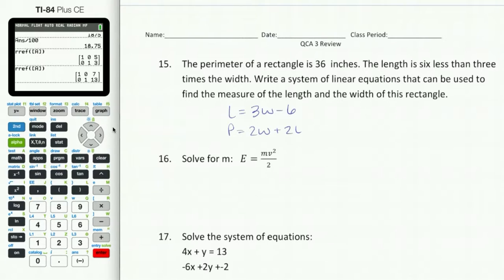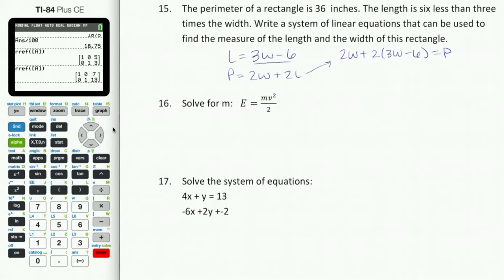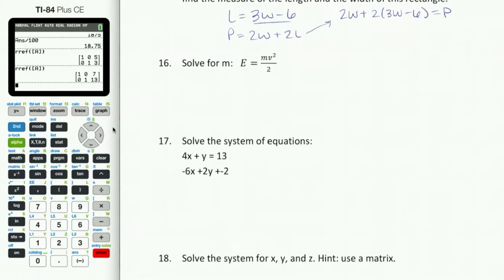So you can take your length equation. You're going to get 2w plus 2 times L. So we're taking this equation and we're plugging in L for it. So 2 times 3w minus 6 equals your perimeter. So those can be your equations that you use to solve for either your length or your width.